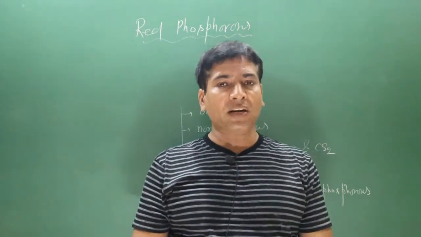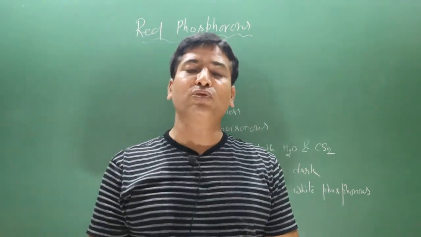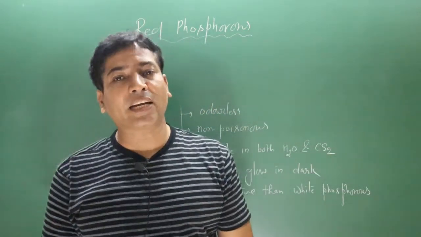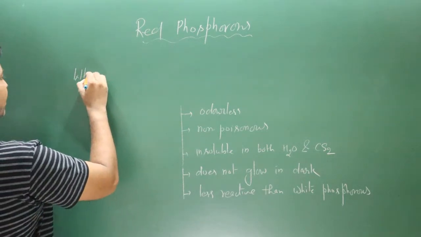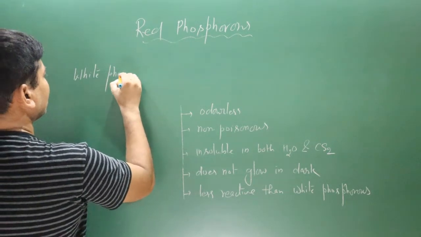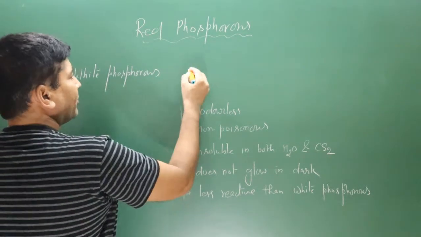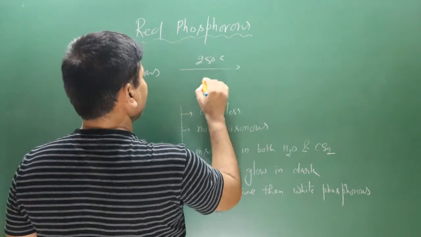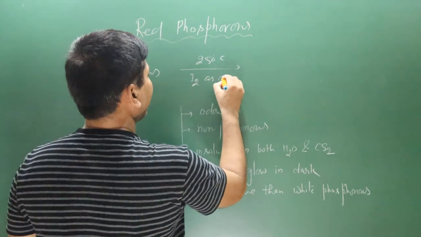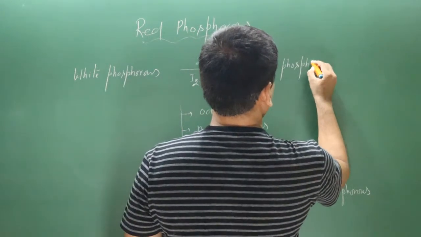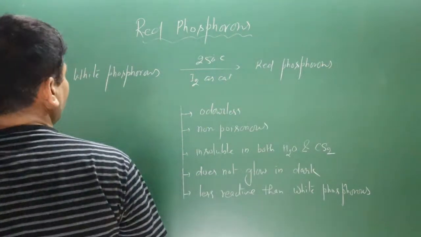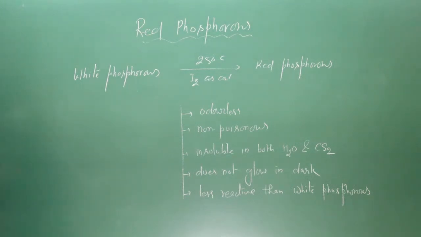Red phosphorus can be prepared by heating white phosphorus at the temperature of 250 degrees Celsius in the presence of a catalyst, that is iodine. Very simple preparation reaction we have. We have white phosphorus. When heated at 250 degrees Celsius in the presence of iodine as a catalyst, we get red phosphorus. It means white phosphorus can be converted into red phosphorus at the temperature of 250 degrees Celsius in the presence of a catalyst iodine. Okay, this is the only one preparation method we have.